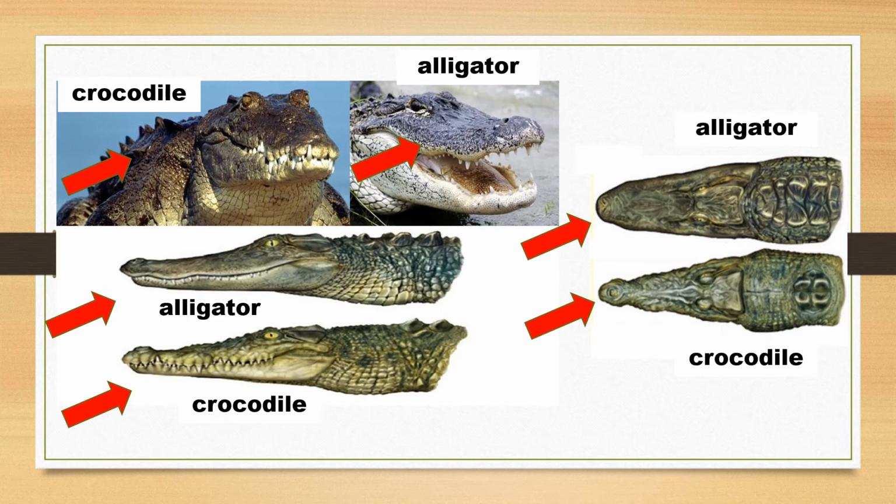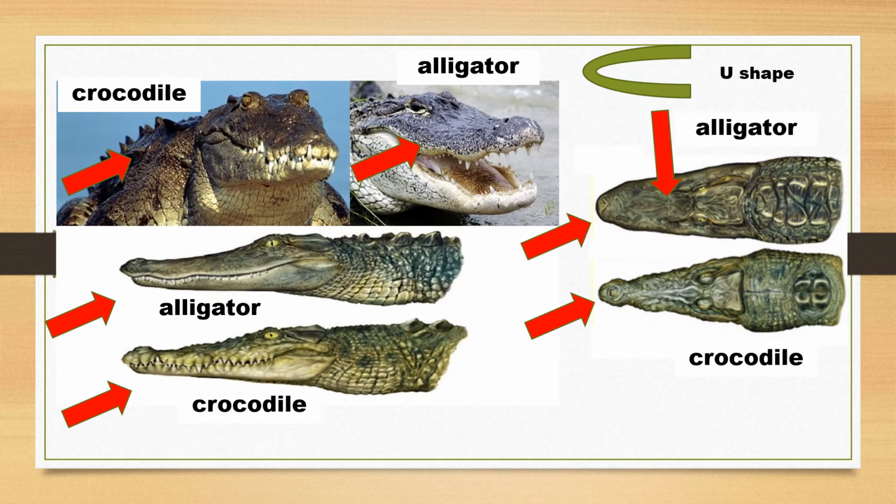So we are going to look at the physical appearance, especially on the head part. How are we going to differentiate the two? First is the alligator. So looking at the head of the alligator, what is the shape? It is U-shape. So that is the alligator.